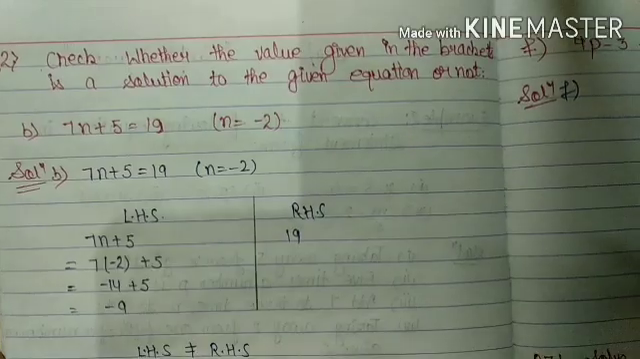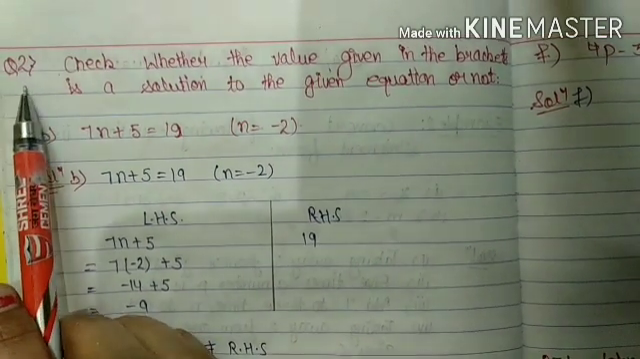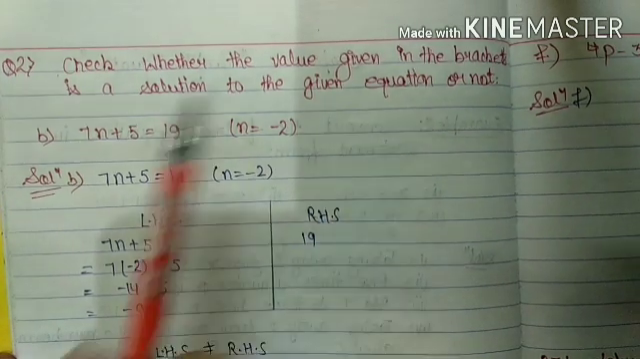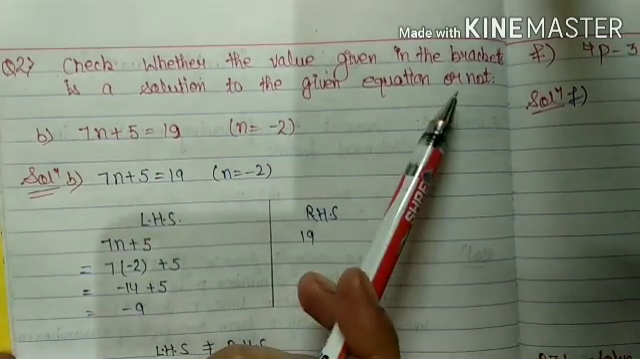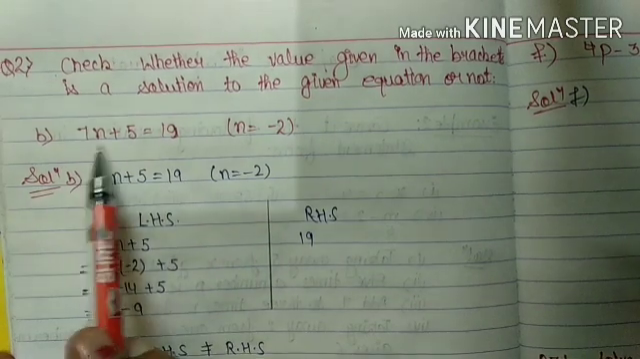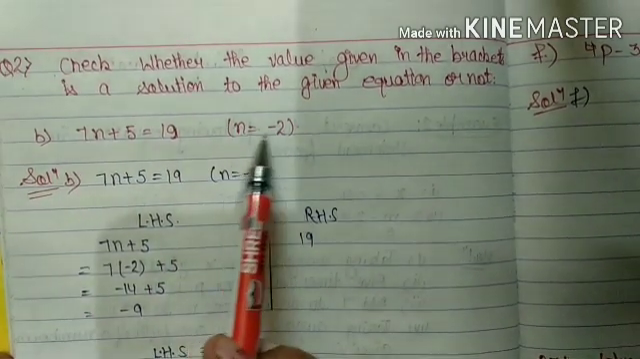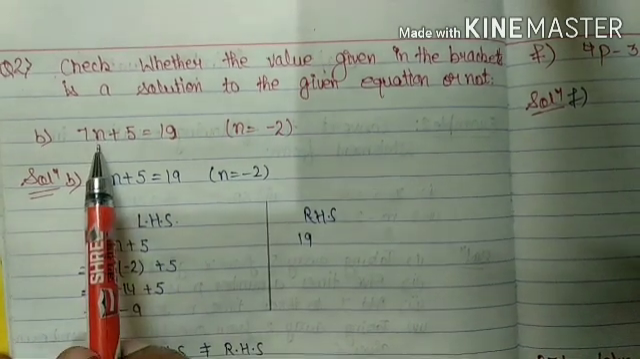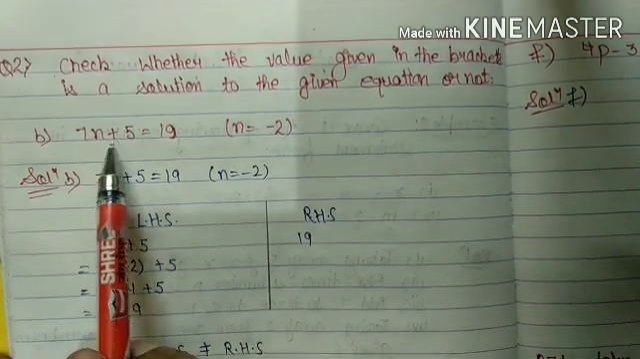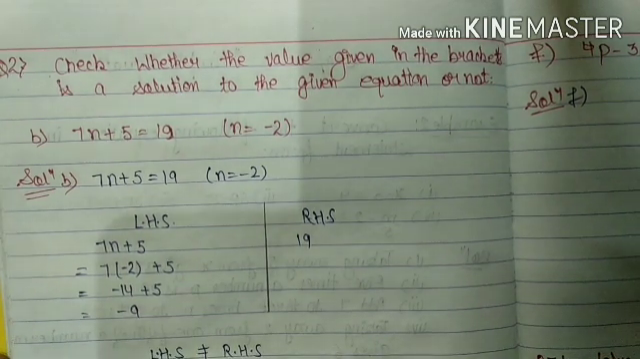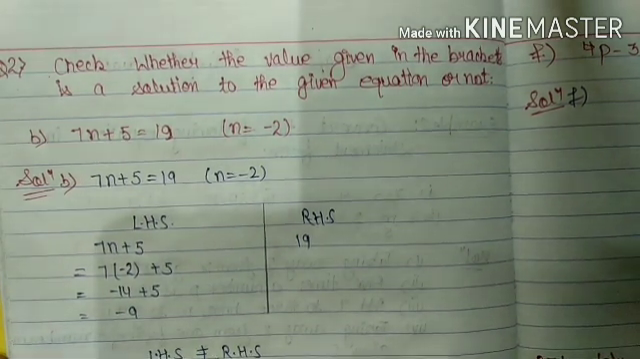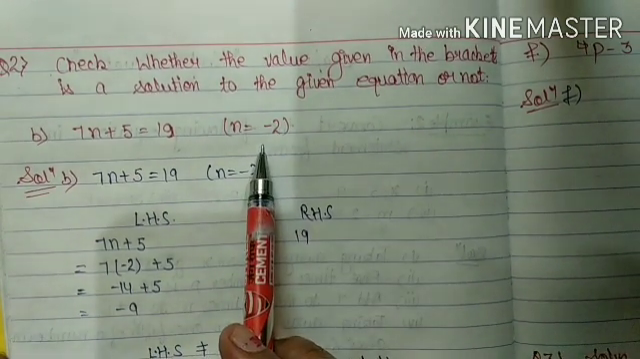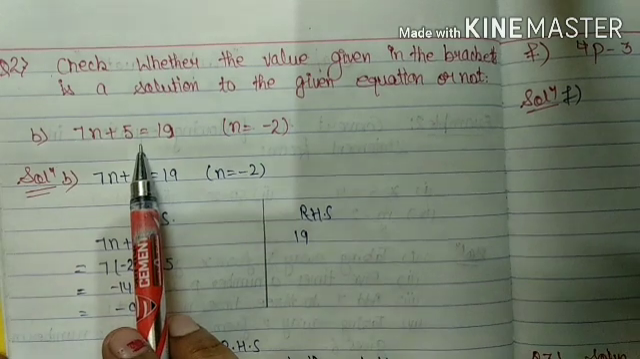For this exercise, question number 2. Check whether the value given in the brackets is a solution to the given equation or not. Here for this equation, in the bracket n equals -2 is given. This value I will check by putting on the left hand side. After checking whether both sides are equal or not, I will decide whether the given value is a solution of the given equation or not.